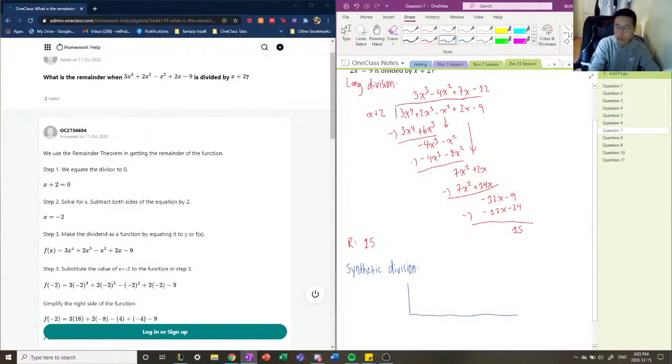This time we're not going to write down our polynomial. We're going to take the coefficients of our polynomial. So we're going to have 3, 2, negative 1, 2, and negative 9. This corresponds to x to the power 4, x to the power 3, x squared, x, and the constant. And instead of taking our divisor as it is, we're going to take the 0 from this divisor. So the 0 from this proposed factor is negative 2.